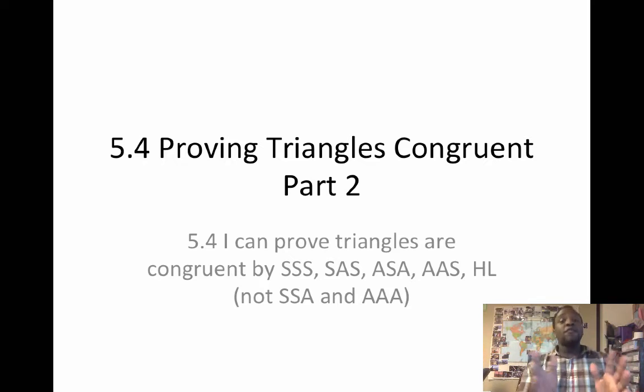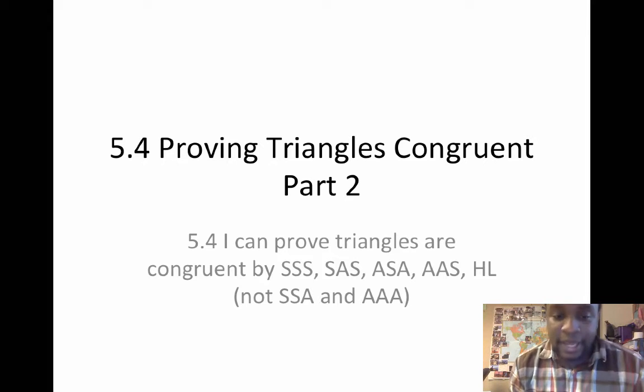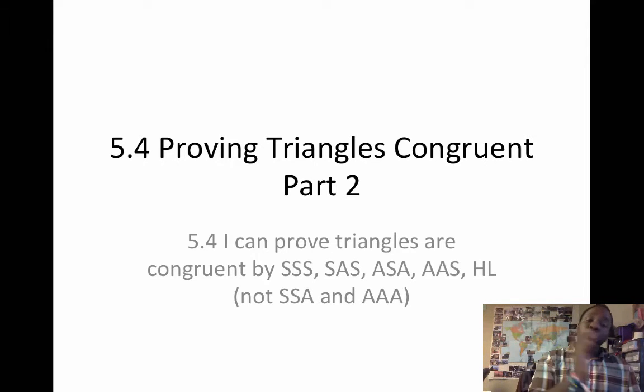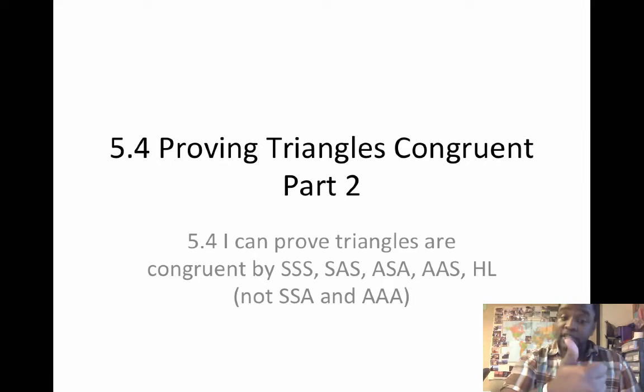Here's part 2 of proving triangles congruent. So part 1 was 5.3, where we proved triangles congruent by transformations and by the definition of congruent triangles. Now we're going to look at some shortcuts. So the objective today is to be able to prove I can prove triangles congruent by SSS, SAS, ASA, AAS, and HL, but not by SSA or AAA.